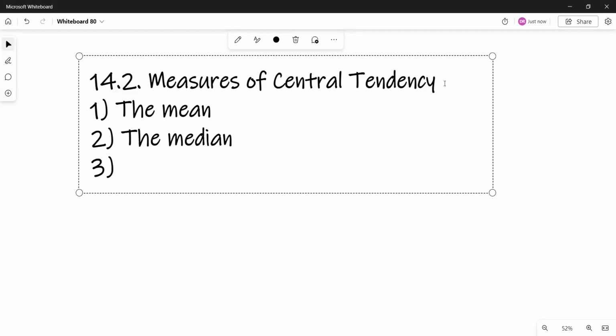The two most important ones are the mean and the median. The mode is mainly for qualitative data.